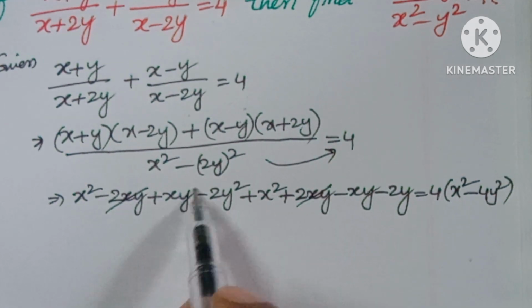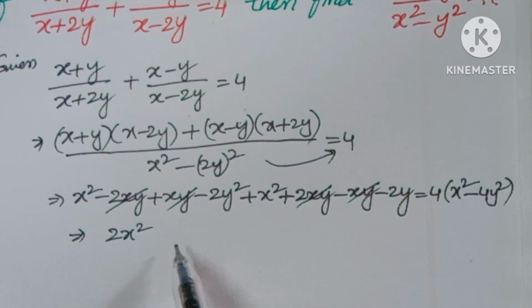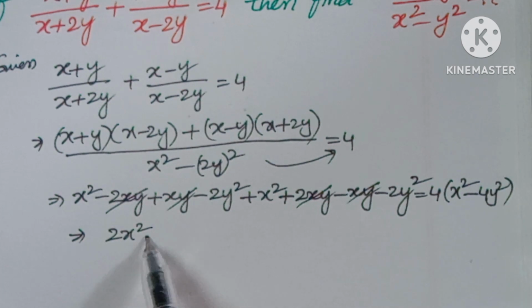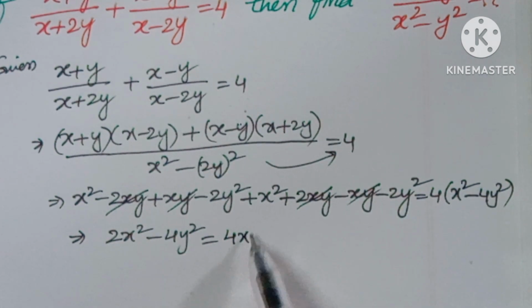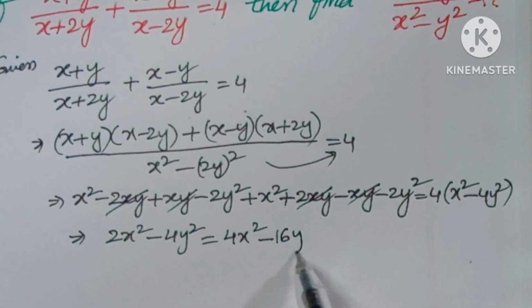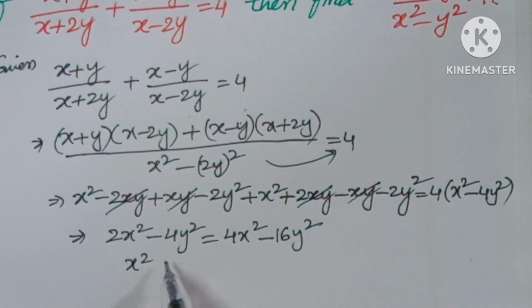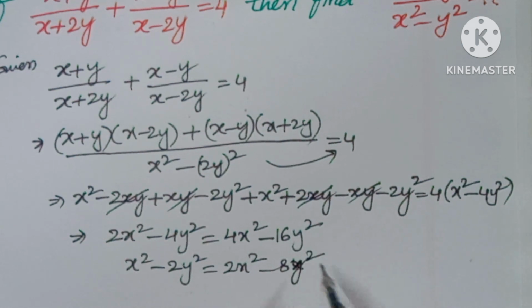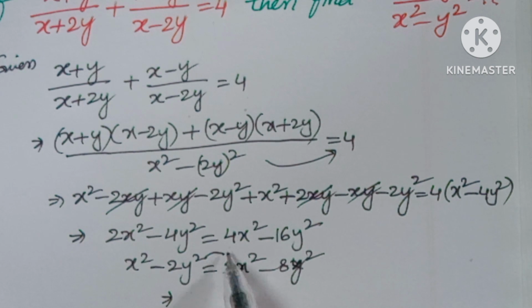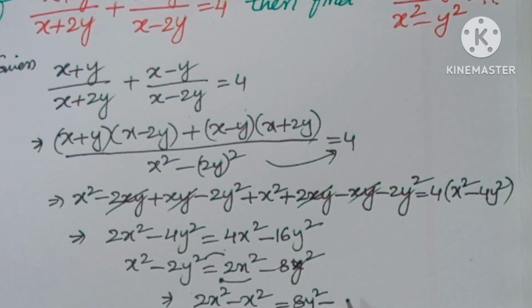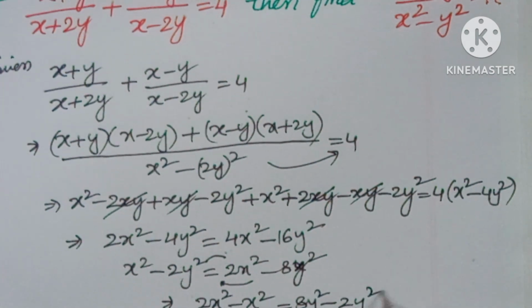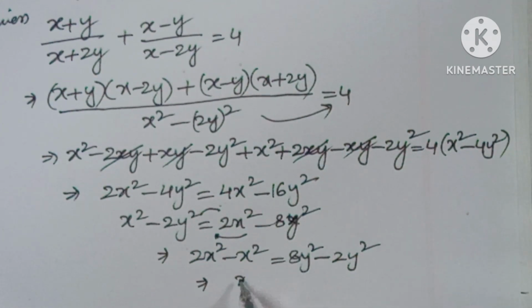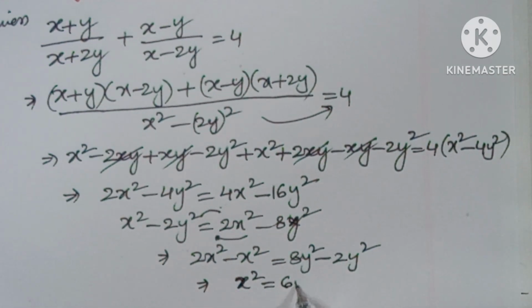Now here 2xy, 2xy get cancelled, xy, xy get cancelled. Here you will get 2x² − 4y² is equal to 4x² − 16y². So if you take 2 common, x² − 2y² equals 2x² − 8y². That implies if you send all the terms to that side, 2x² − x² on one side and 8y² − 2y² on the other side. So here you'll get the relation between x and y: x² is equal to 6y².